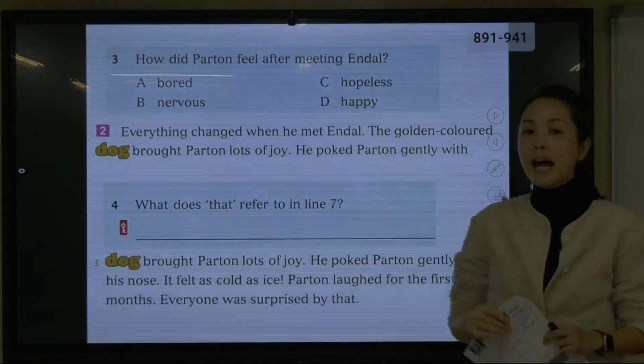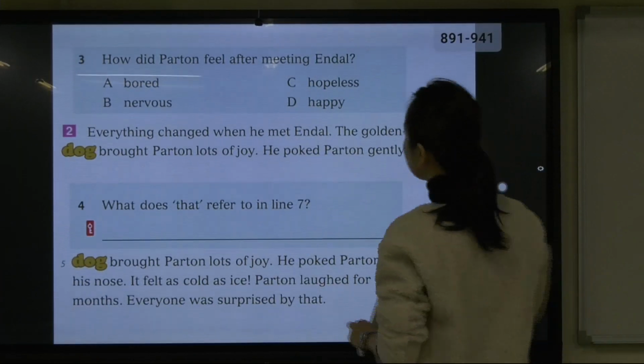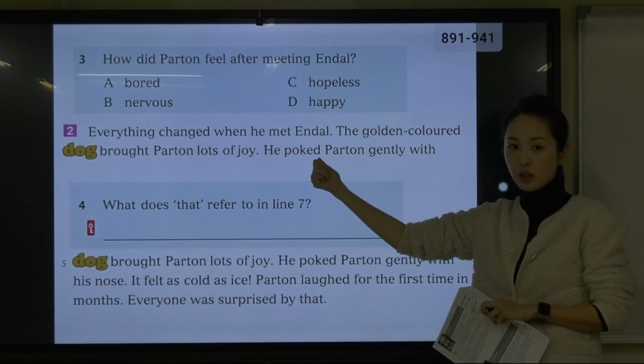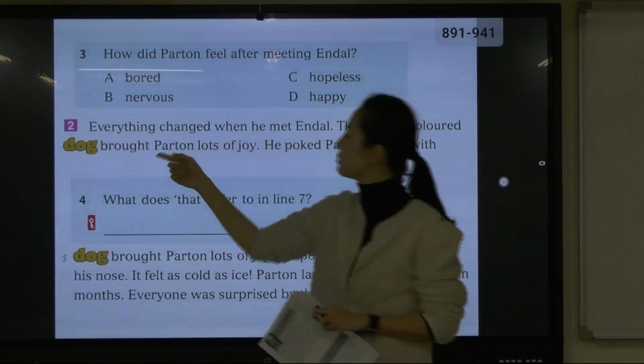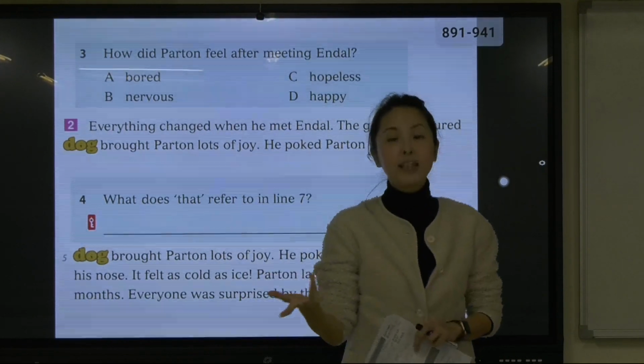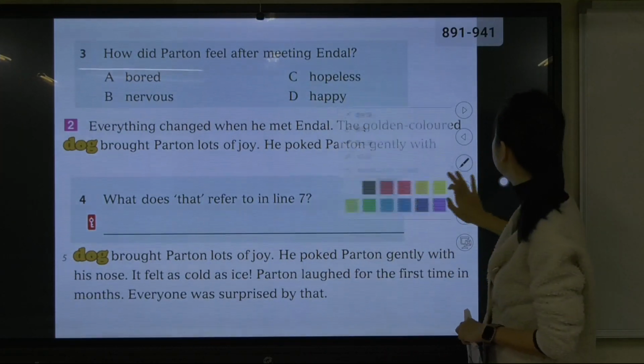Okay, number three, how did Parton feel after meeting Angel? So let's look at paragraph 2. Everything changed when he met Angel. The golden condor brought Parton lots of joy. What is joy? Joy means happy, right? I feel happy. So the answer should be D.